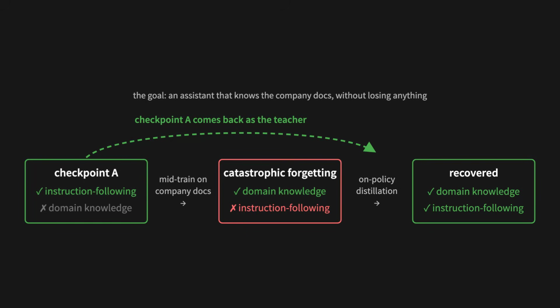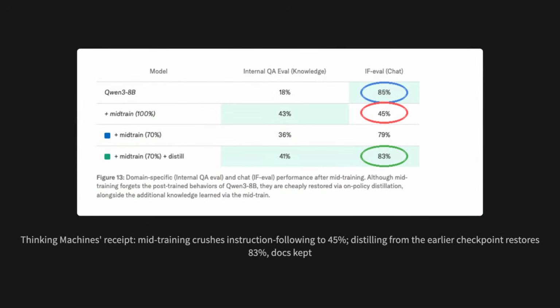It still follows instructions perfectly well, so it grades the damaged model's attempts, token by token, and the green arc carries you to the last box recovered. Docs kept, instruction following back. And here's the receipt from their post, with the 3 numbers circled. Read the instruction following column with me.